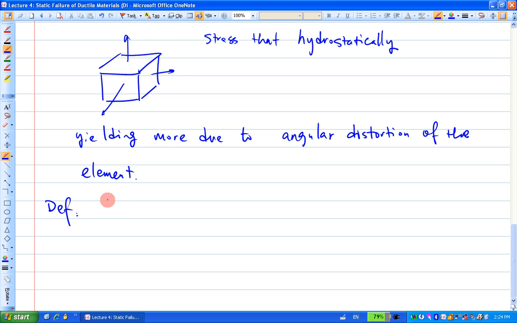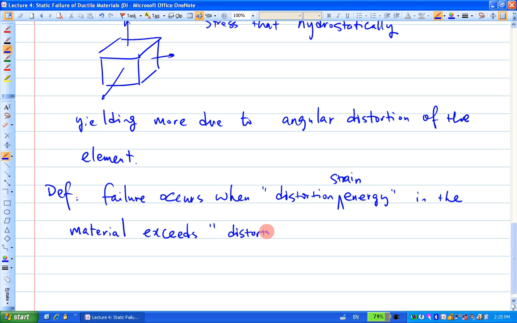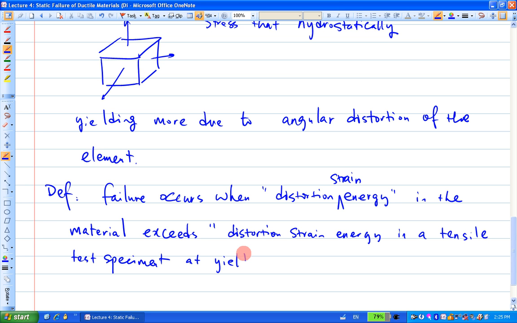The definition of the DE theory basically says failure occurs when, number one, quantity: distortion strain energy in the material, exceeds the second quantity: the distortion strain energy in a tensile test specimen at yield. That's the second quantity.